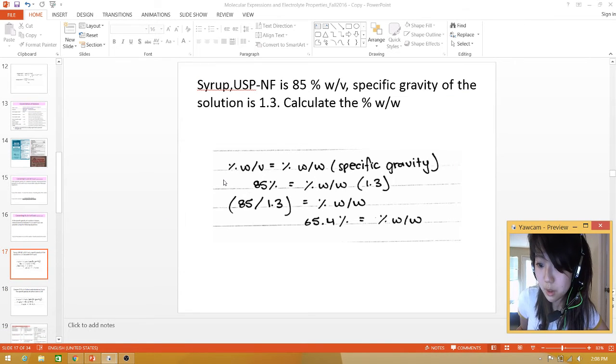So to solve this problem, percent weight by volume is equal to percent weight by weight times the specific gravity. Plugging in all those numbers to get percent weight by weight, we're just going to divide each side by the specific gravity, 1.3, and that's going to give us 65.4%, which is the weight by weight.